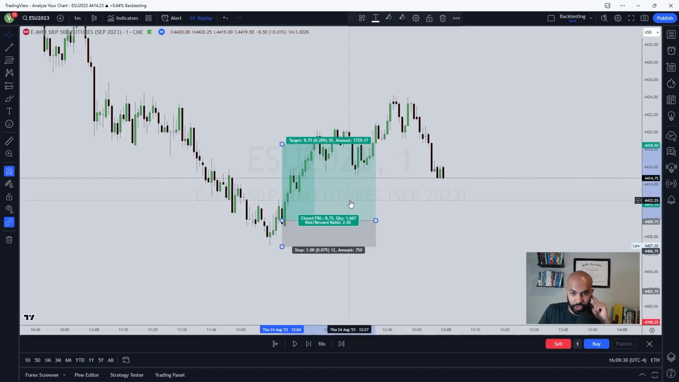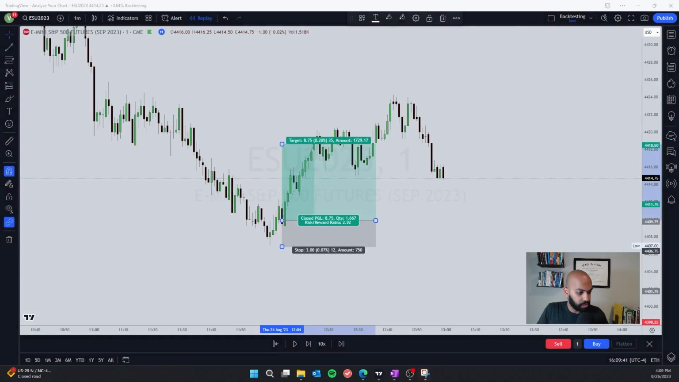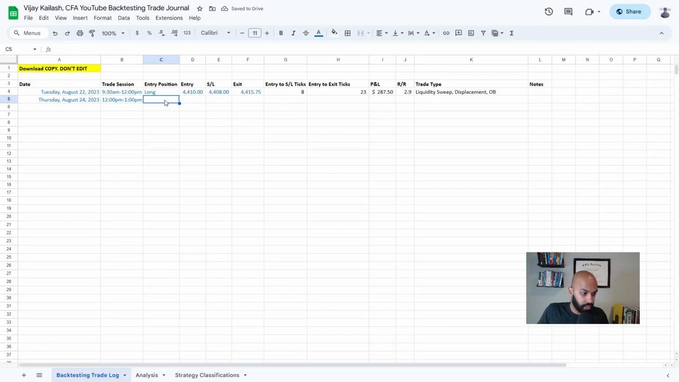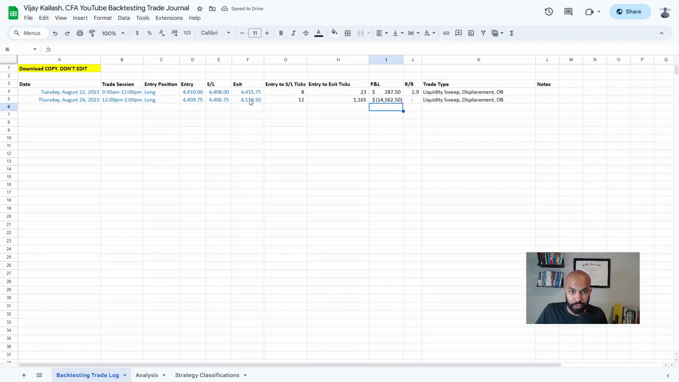And I did take this trade, just my entry was a little trash, but this was a trade I actually took. So we go ahead, we screenshot that, we put it in, trade 5 as a win, put in the date, trade session. This was a long, put all this in, come here, P&L minus 14,000. You know, sometimes you gotta type in the numbers right. There we go. And this would have been best case scenario.